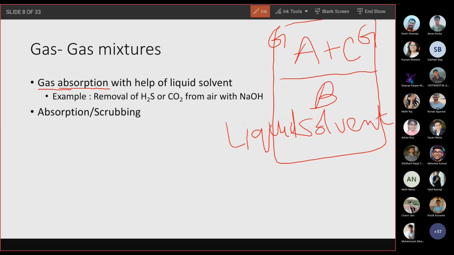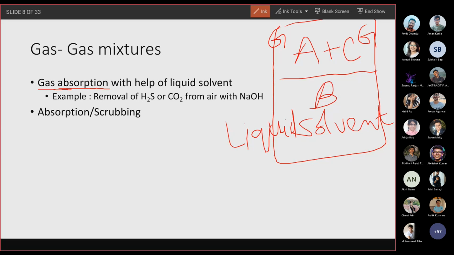We have a two-liquid mixture. If two liquids are present as a mixture, and we separate them into individual components with the help of a liquid solvent, that is called extraction. If we have two gas components present as a mixture, and we separate them into individual components with the help of a liquid solvent, that is called absorption.